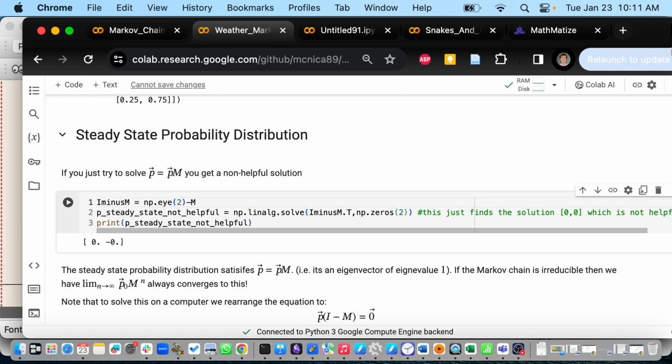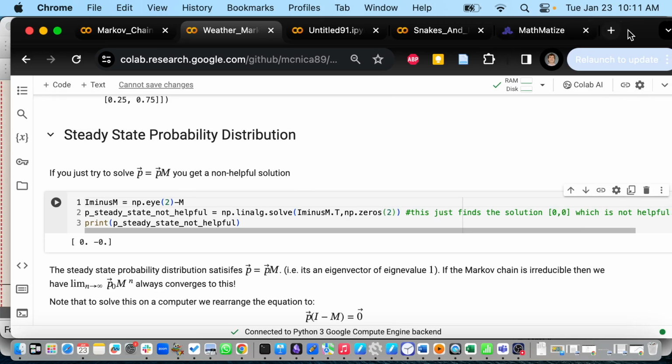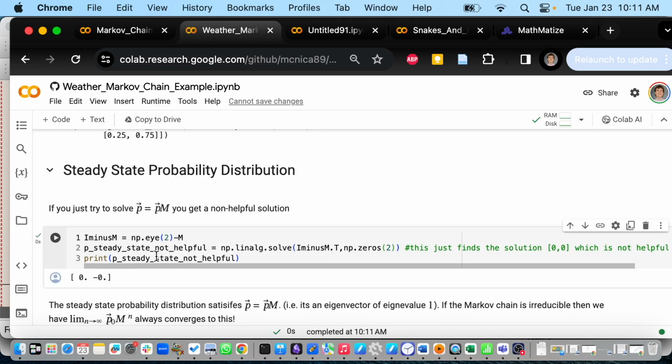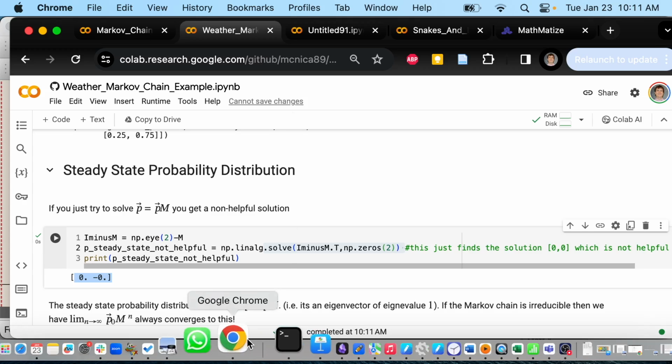I need this button so I can go runtime and run all. Okay, so there we go. I ran it. I solved it. And I called this thing not helpful. And why is it not helpful? It found the solution 0, 0. So it says, here's the solution to this equation, p equals 0, 0. That is a valid solution to the equation you told me. And so that's quite annoying.